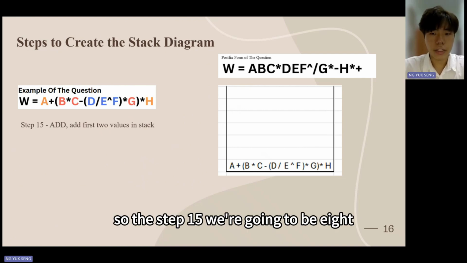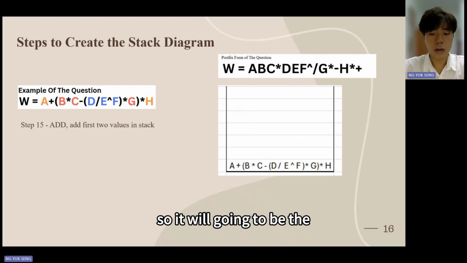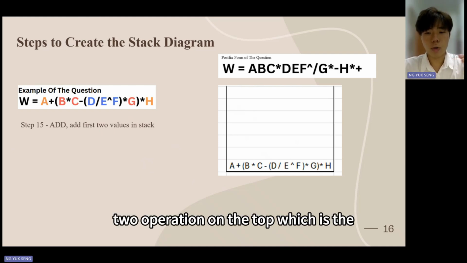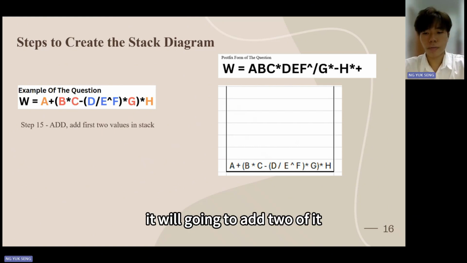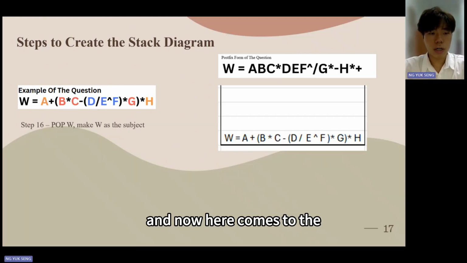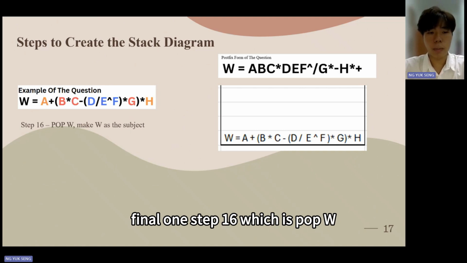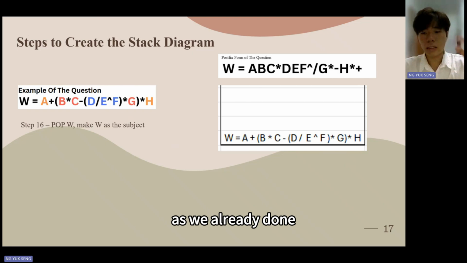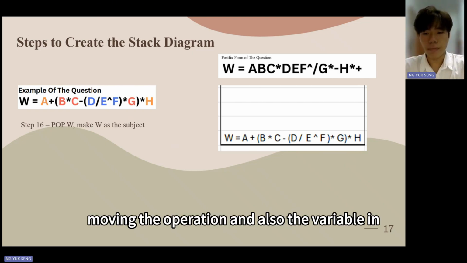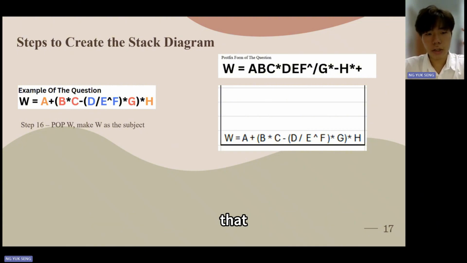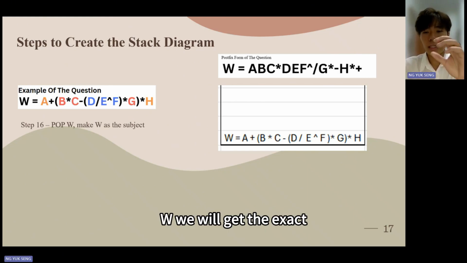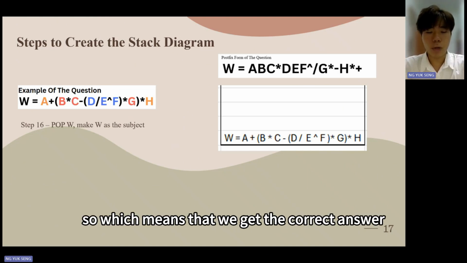Step 15, we are going to add. It will add the two operands on the top, which are the long equation from step 14 and also the A below. So we add the two of them. And now comes the final one, step 16, which is pop W. As we have already moved the operations and variables in, we pop W, which is the subject containing this expression. After we pop W, we get the exact expression, which means that we get the correct answer.